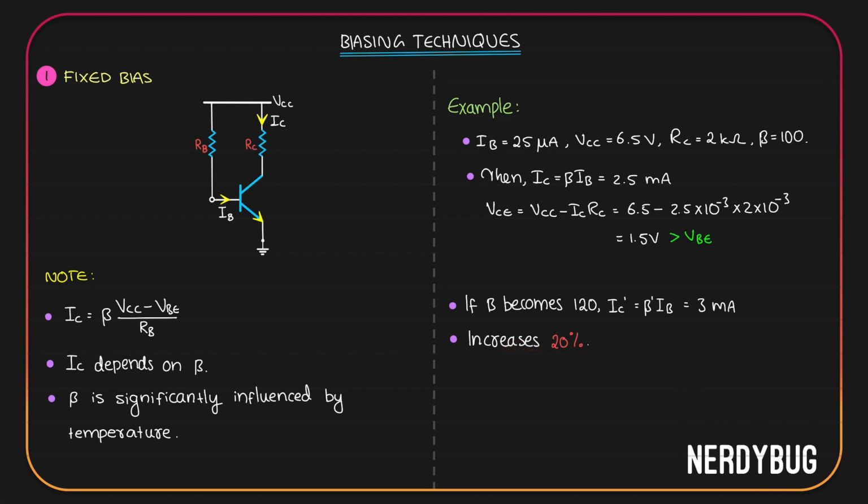Let us see what happens to VCE in that case. The new VCE will be VCC minus the new collector current multiplied by RC. If we give the values, we get 0.5 volt, which is obviously less than VBE, which means our transistor is going to saturation. It is not going to work as an amplifier anymore. So somehow we have to make sure our collector current does not depend on beta that much.